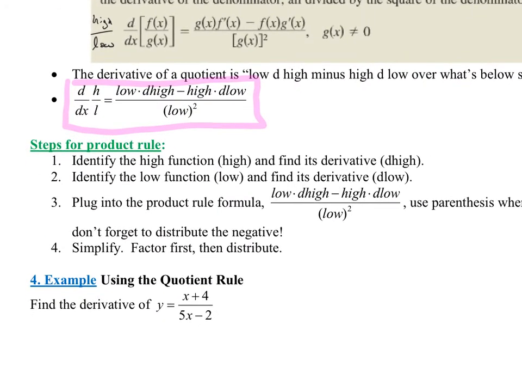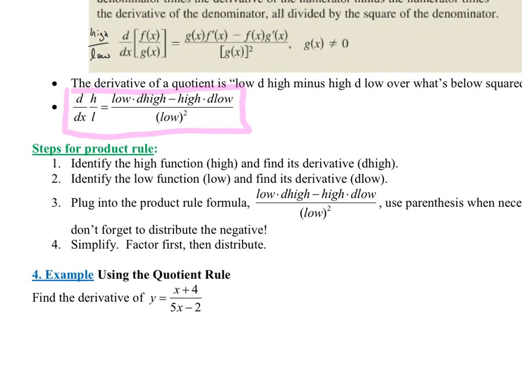So how do you find, it says steps for the product rule. Hopefully this isn't still the product rule. This should say steps for the quotient rule. Steps for the quotient rule. First thing you want to do is identify the high function, derivative of the high function, low function, derivative of the low function, and then you're going to plug it into low d high minus high d low over what's below squared. So let's go ahead.